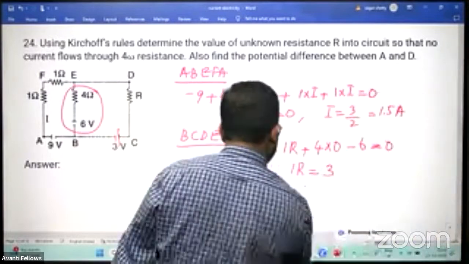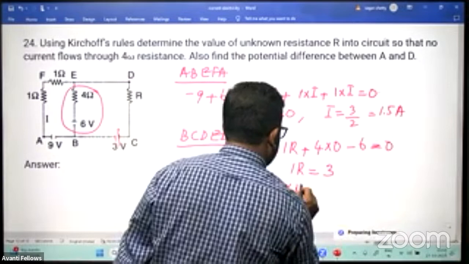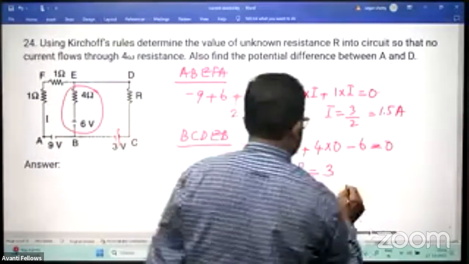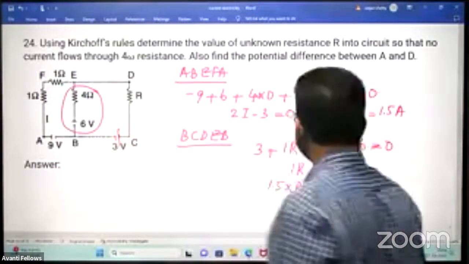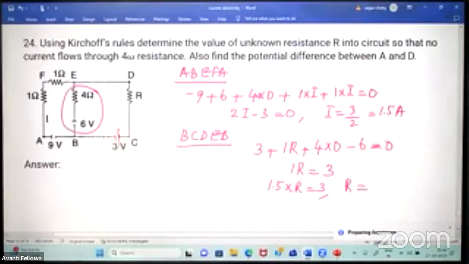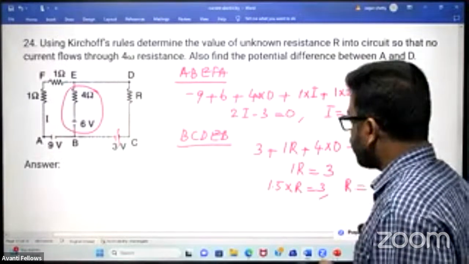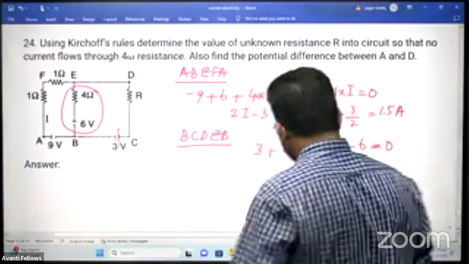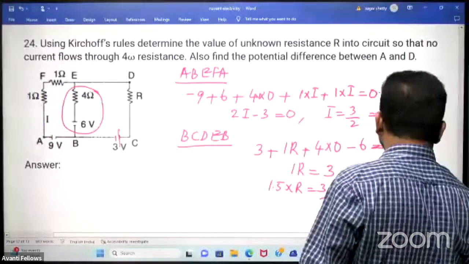So here 1.5 into R equals 3, and R is equal to 2. R is equal to 2 ohm.